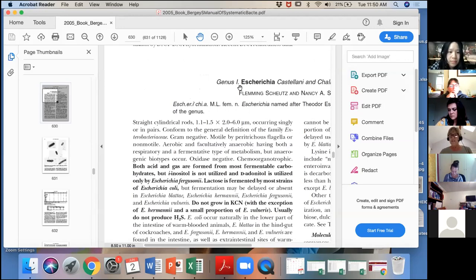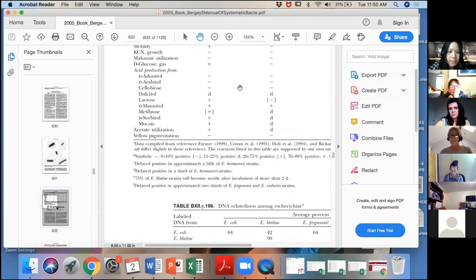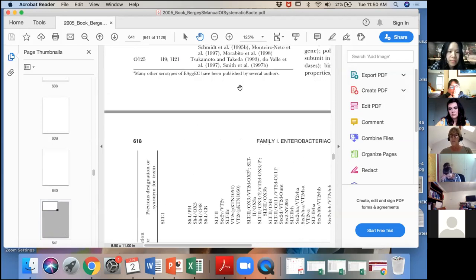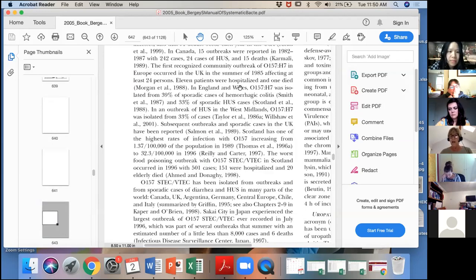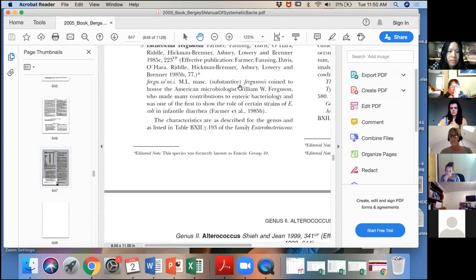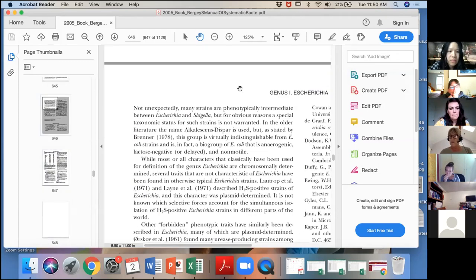And then obviously if you move down further, then you can see the Escherichia coli. They'll specifically talk about the species coli. So you just have to keep going deeper and deeper into the text for that.